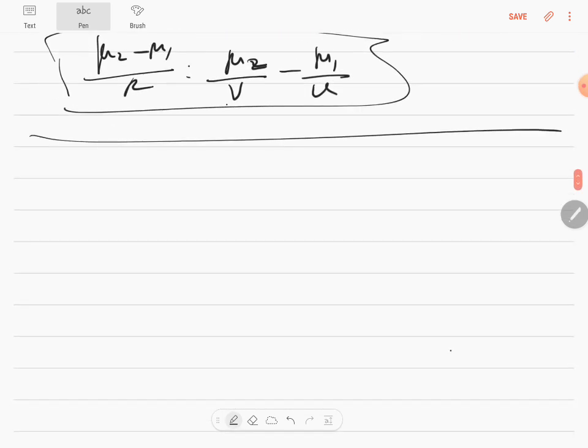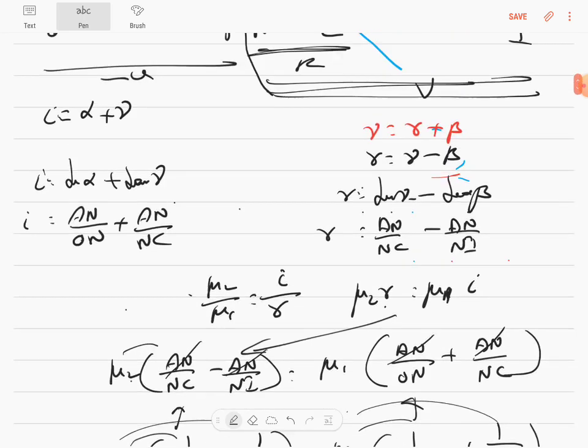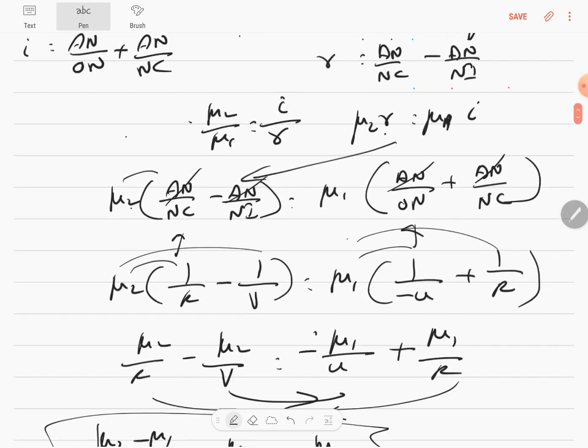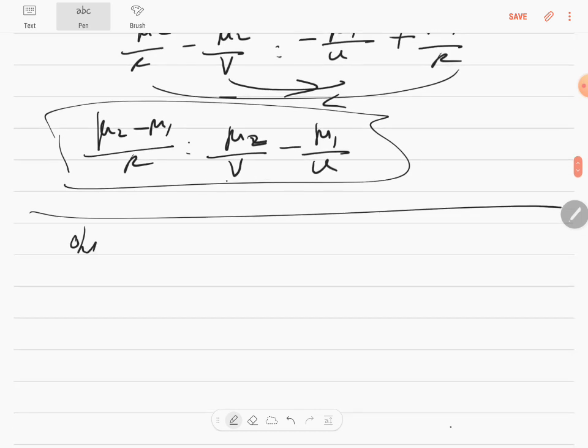The second derivation that they also ask in exams is object in the rarer medium, image in the denser medium after refraction, so it's a real image. You get a real image. Next is the virtual image. Object in rarer, image also in rarer, which means it's going to be a virtual image. So how are we going to do this?